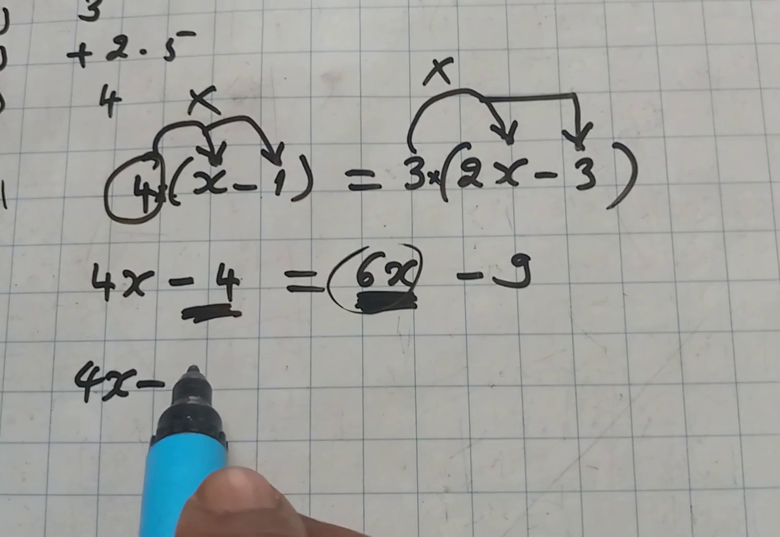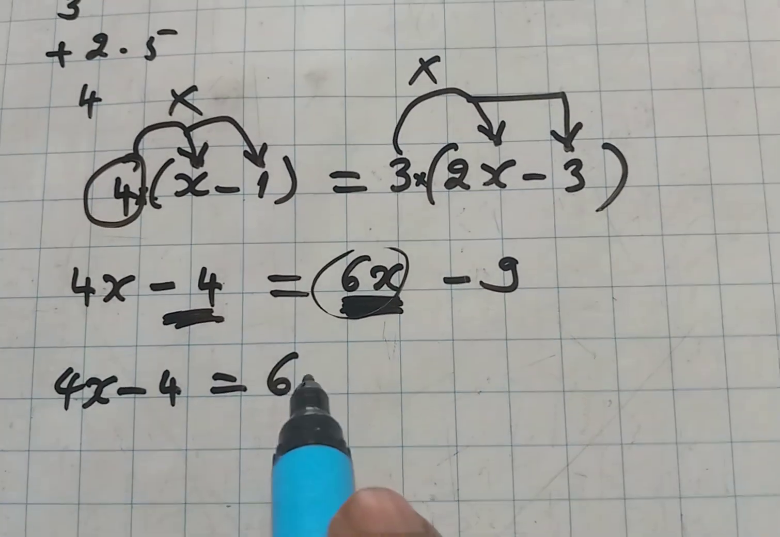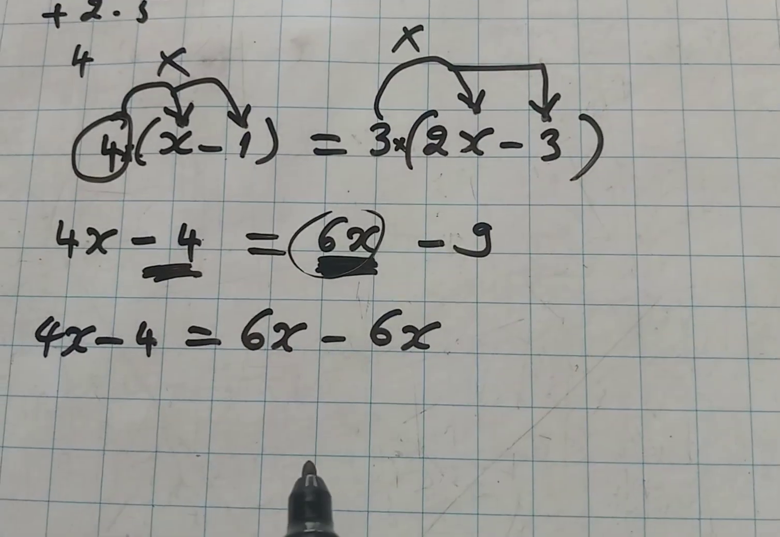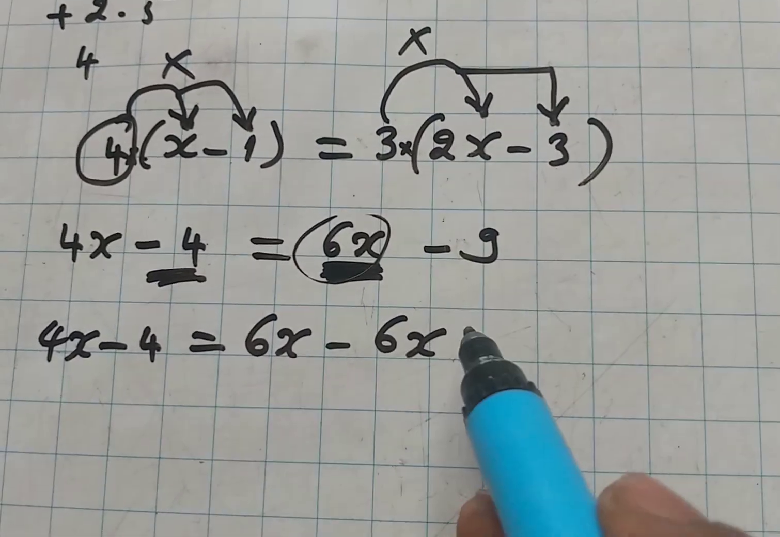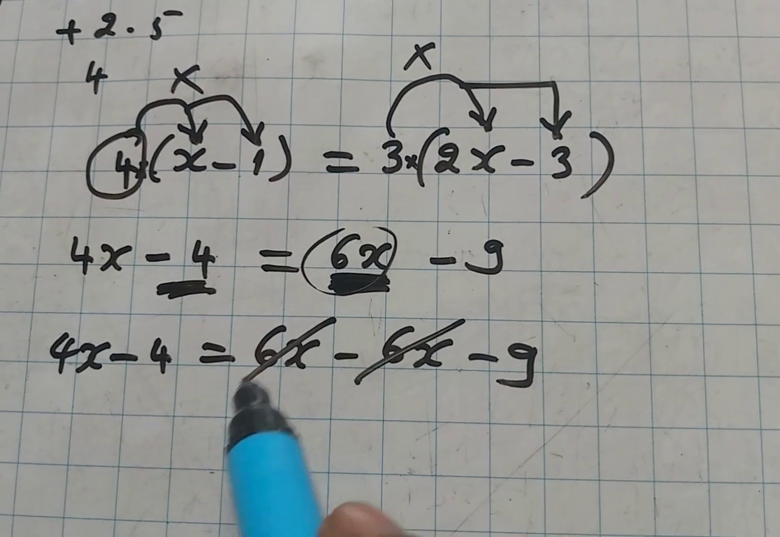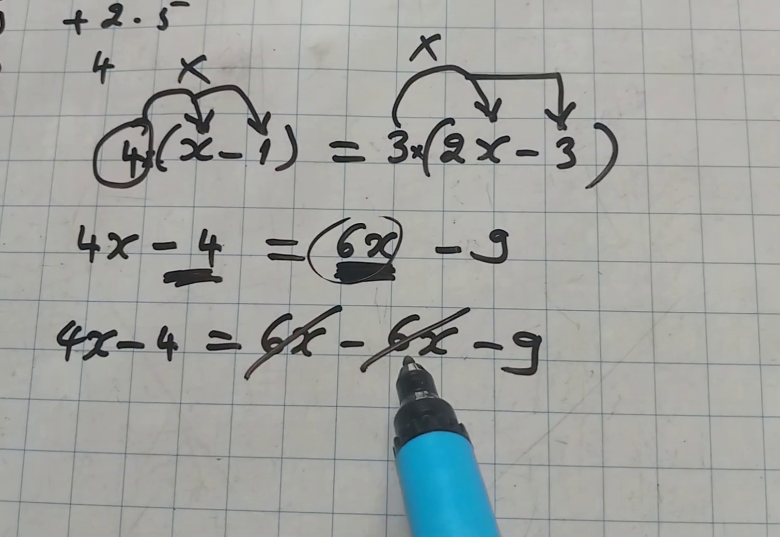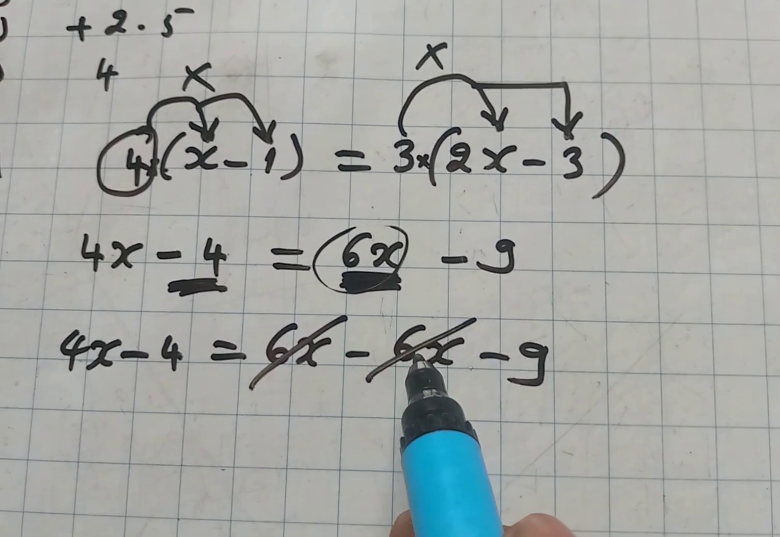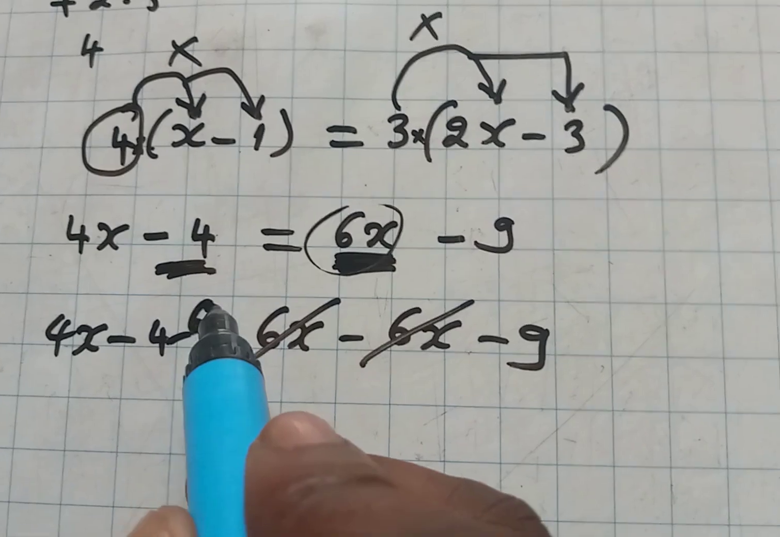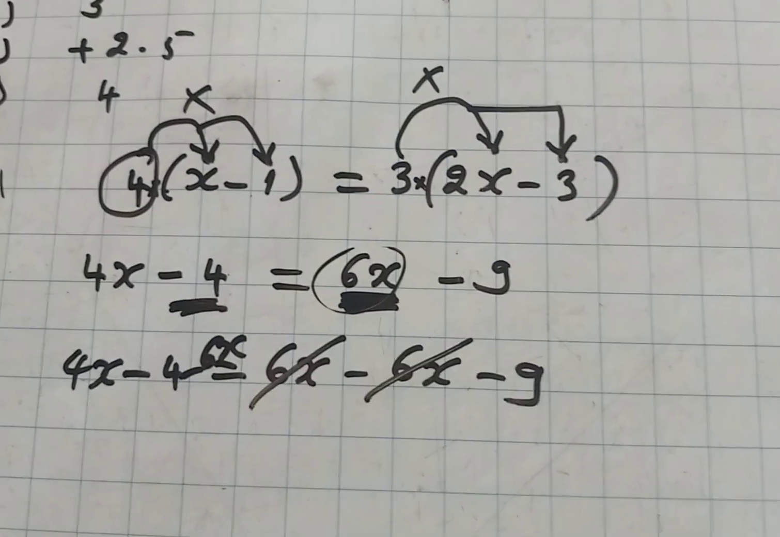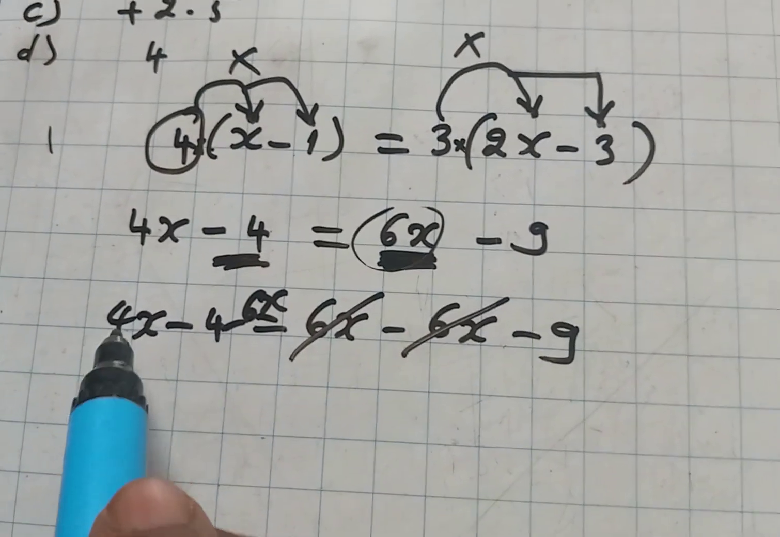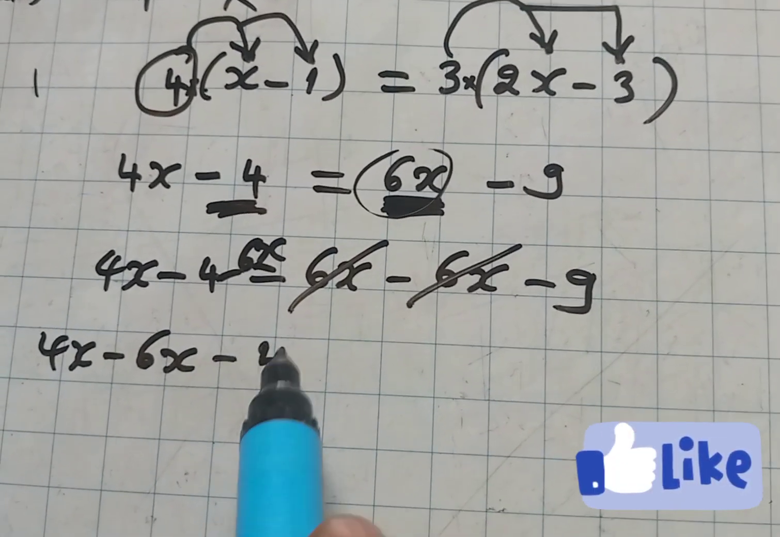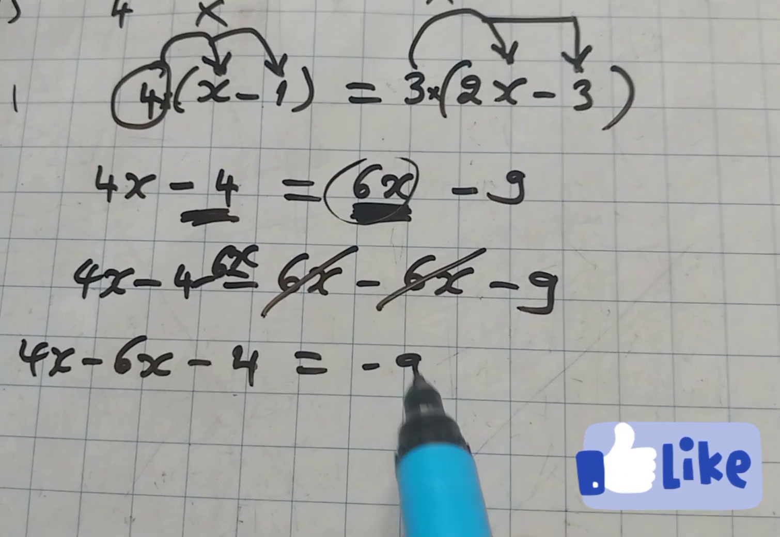4x - 4 is equal to 6x, then minus 6x to have this one simplified. Now 6x - 6x is equal to 0. Since we subtracted this one, we also need to subtract it on the other side. That's why we have 4x - 6x, then minus, which is equal to negative 9.